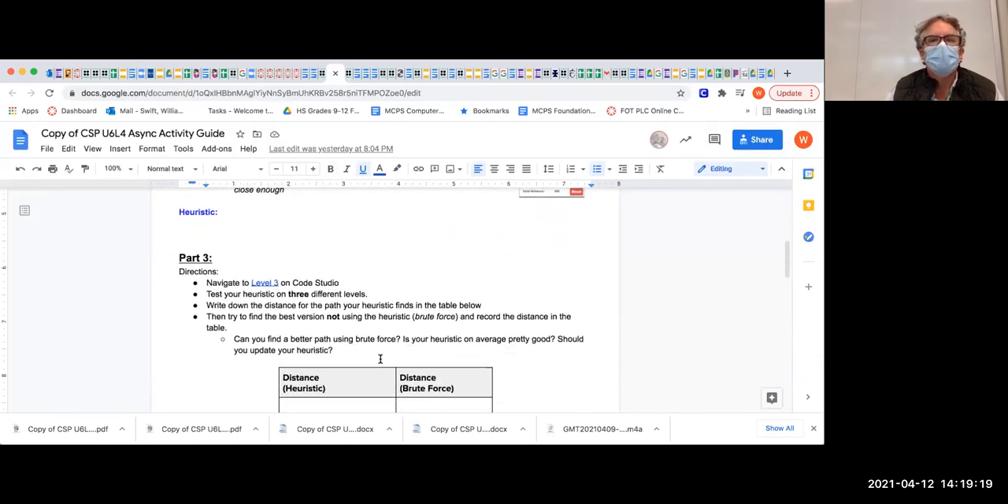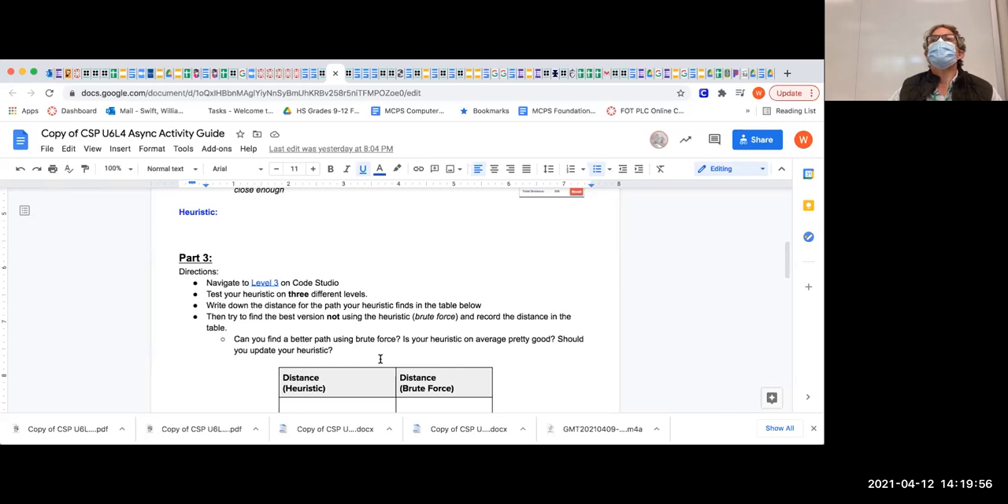So 3 then is navigate to level 3 on code.org. Test your heuristic on 3 different levels. Write down the distance for the path your heuristic finds in the table below. Then try and find the best version not using the heuristic. That's called brute force, when you're just doing it. Record the distance to the table. Can you find a better path using brute force? Is your heuristic on average pretty good? Should you update your heuristic?